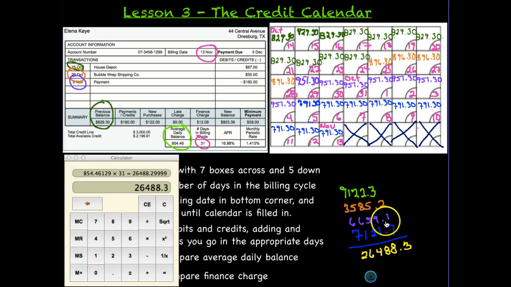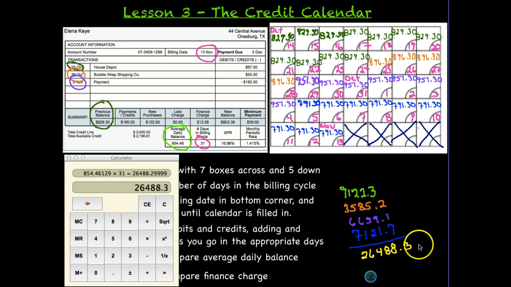Now I'm finished finding the totals. What I've done is I went ahead and used the same strategy that you used last time, and I took $829.30 and I multiplied it by 7, 8, 9, 10, 11 days. Then I took the $896.30 and multiplied that by 4 days, and like we were just talking, so on and so forth. These are my totals for each of the different daily balances. When I summed them, I got 26,488.3. Now remember, we have 31 days in the billing cycle.